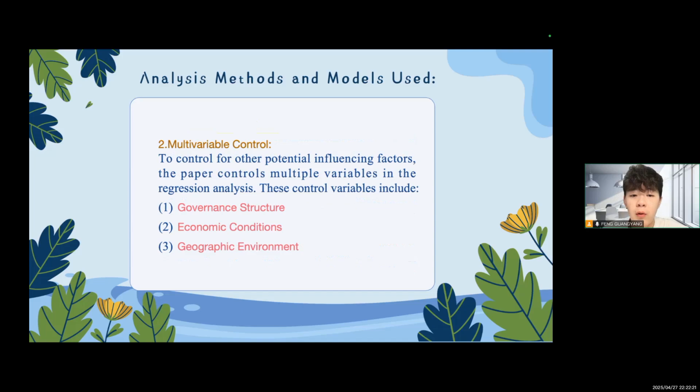Secondly is multivariable control. To control for other potential influencing factors, the paper controls multiple variables in the regression analysis. These control variables include governance structure, economic conditions, and geographic environment.